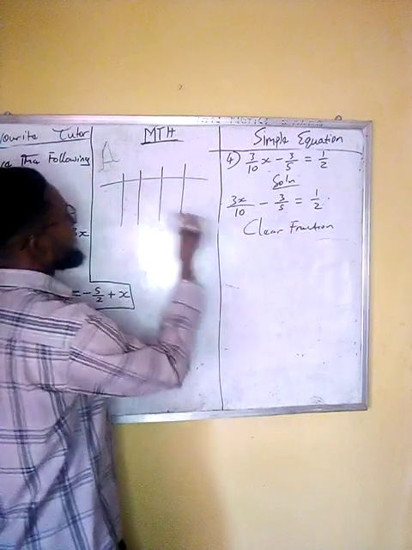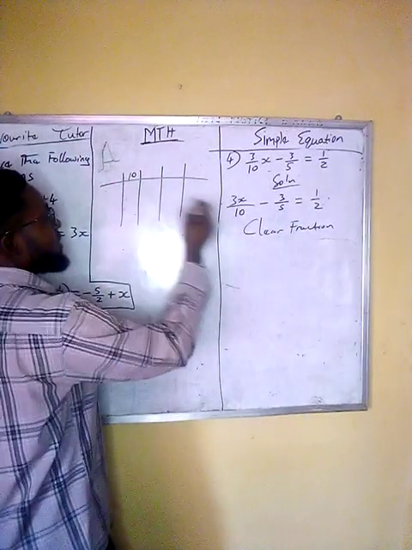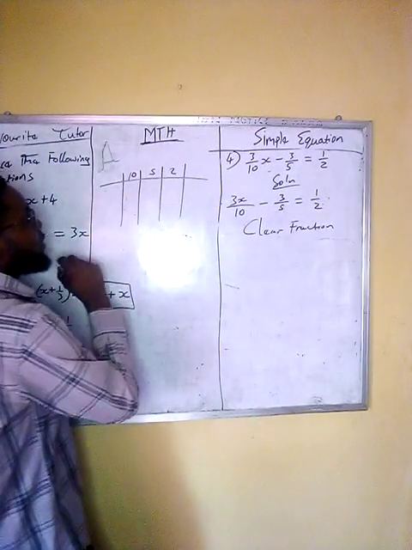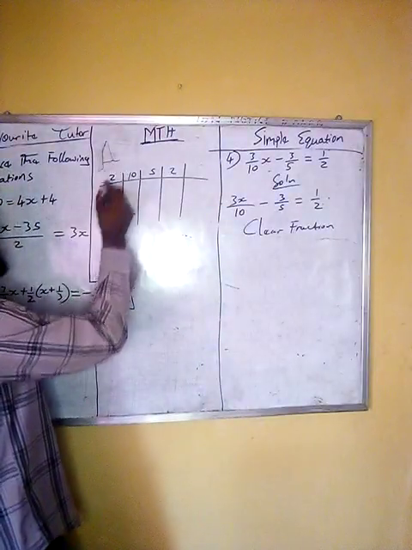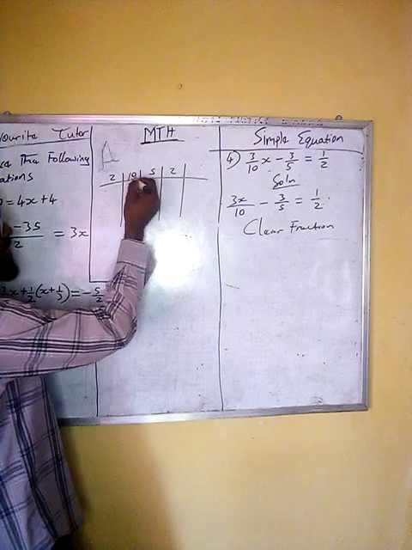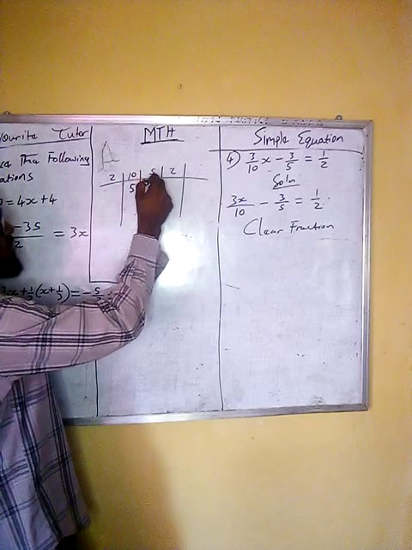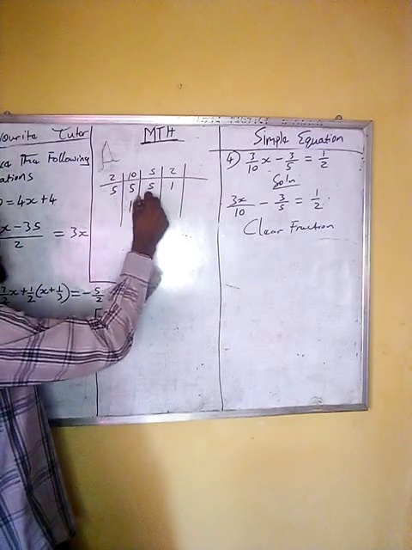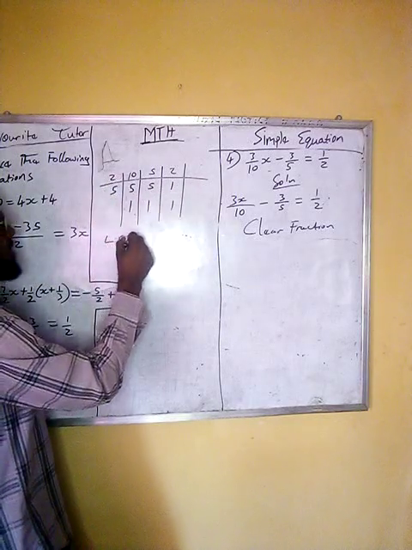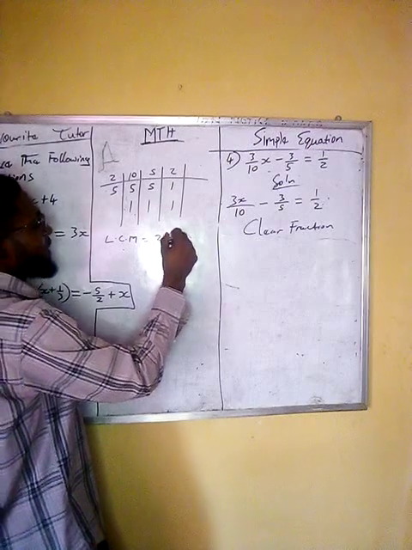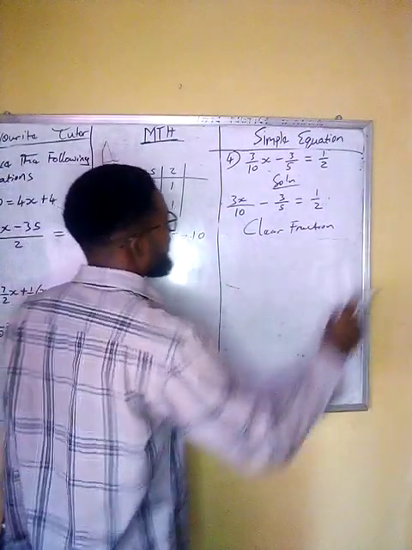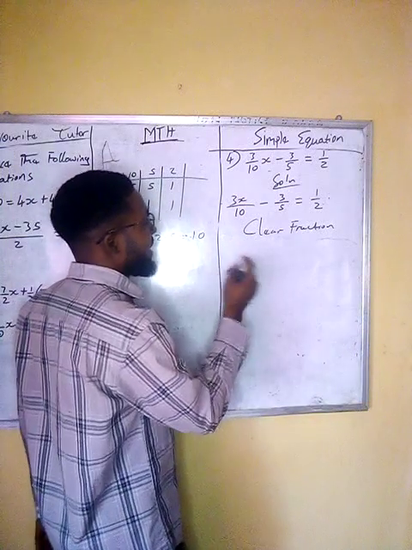How many denominators we have here? 3 denominators. The first one is 10. The second one is 5. The third one is 2. So what can divide? 2. 2 divided by 10 is 5. This is 5. This is 1. Then 5 again. 1, 1, 1. So therefore LCM is equals to 2 times 5, which is equals to 10. So we multiply through by 10 to clear the fraction.